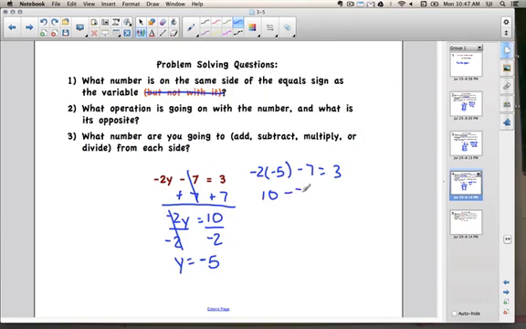And I'm going to bring everything else down that we haven't used yet. Now I'm going to subtract. 10 minus 7 is 3. And I'm going to bring down everything else. This is a true equation. 3 does equal 3. So that means this over here must be our answer.